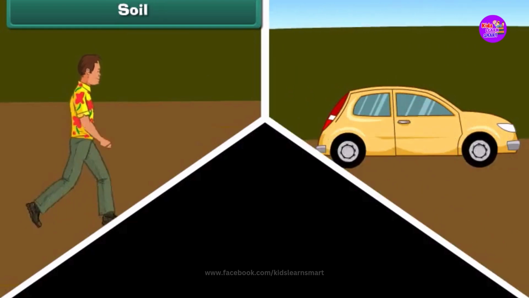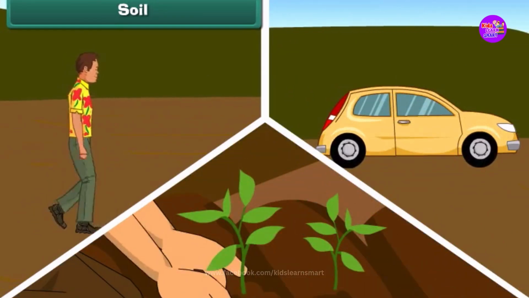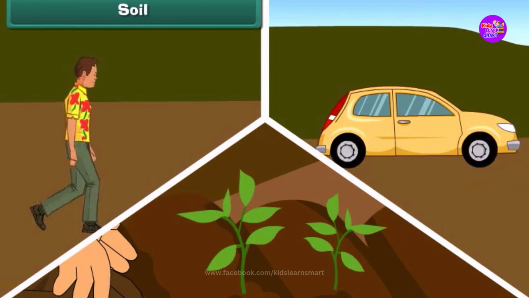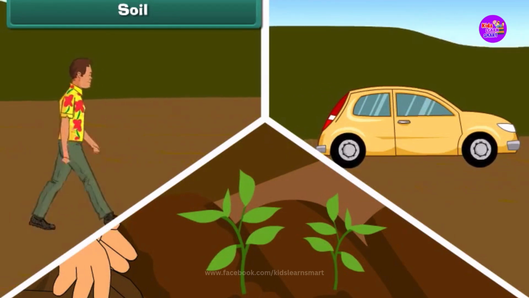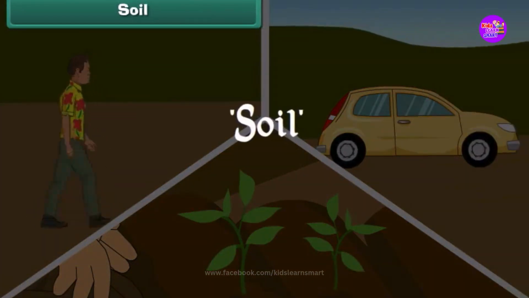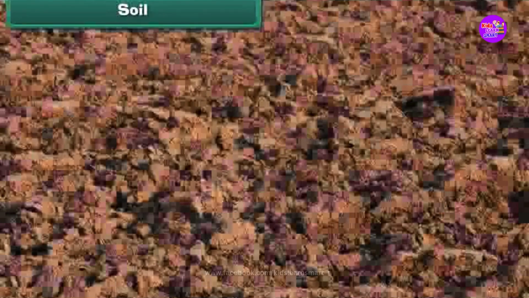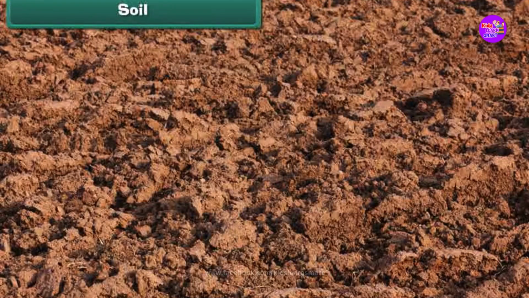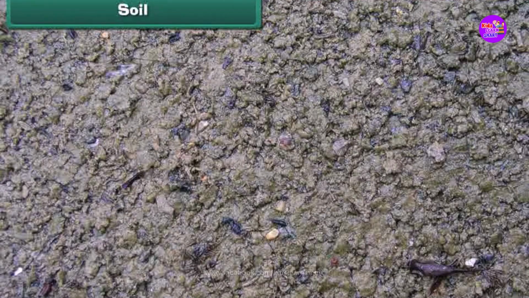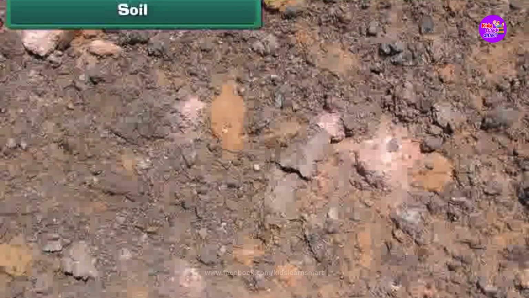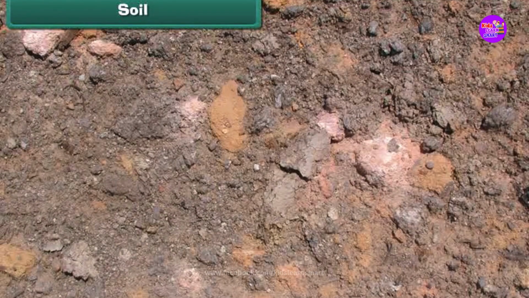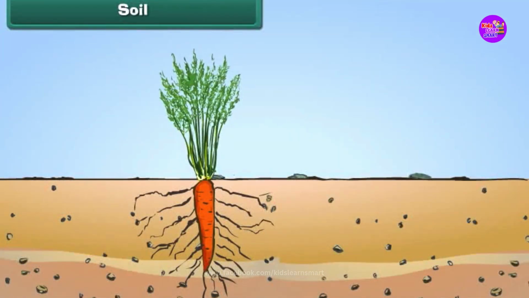It is everywhere. We walk on it, we drive on it, and we grow plants on it, and so on. Wondering what it is? It is soil. Soil is the uppermost layer of the earth's surface. It consists of a mixture of rock, finely ground into powder, water, air, minerals, and a variety of living and dead life forms. It serves as a natural medium for growth of plants.